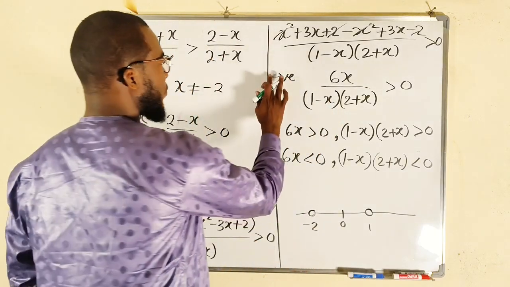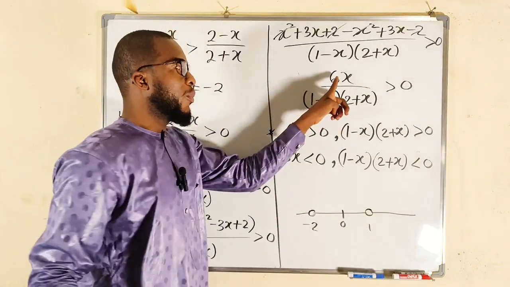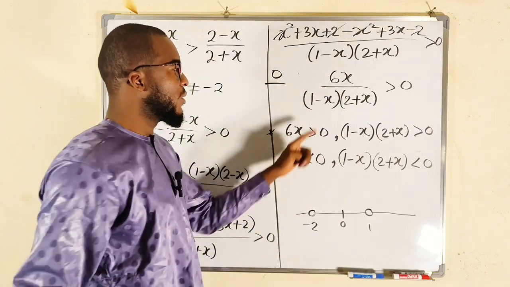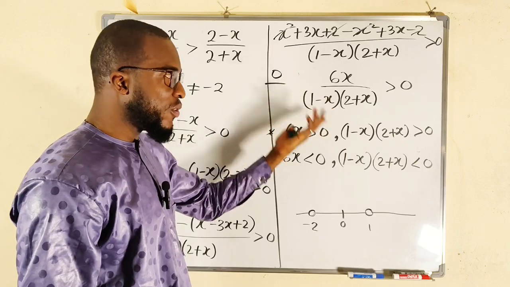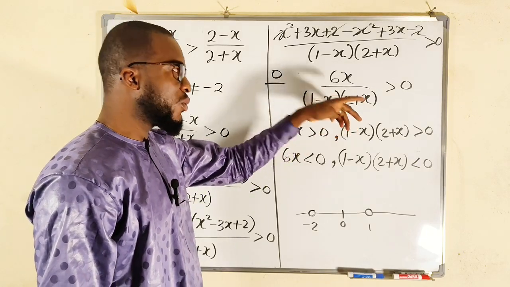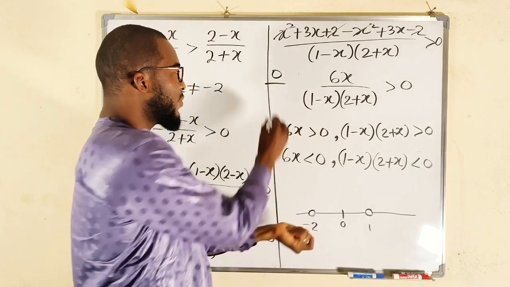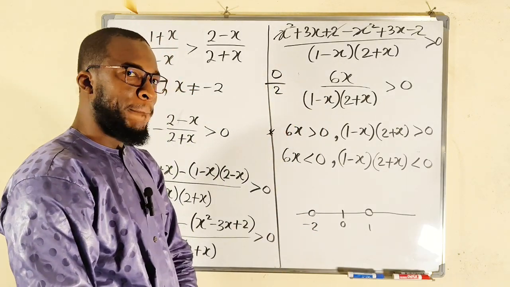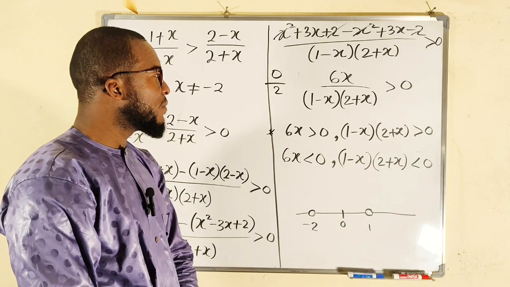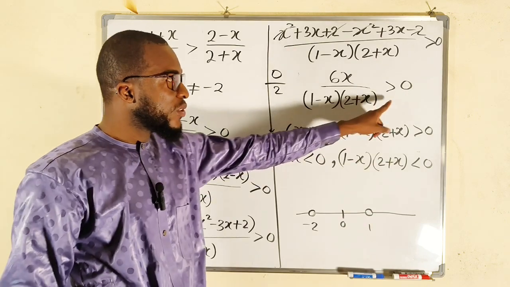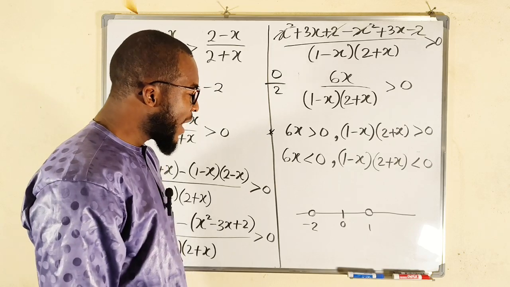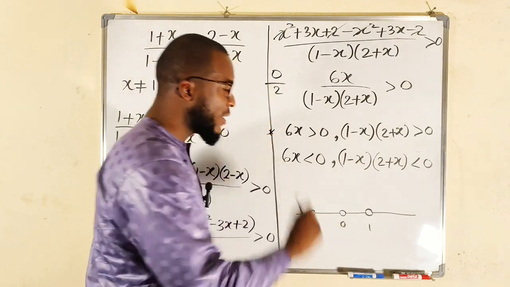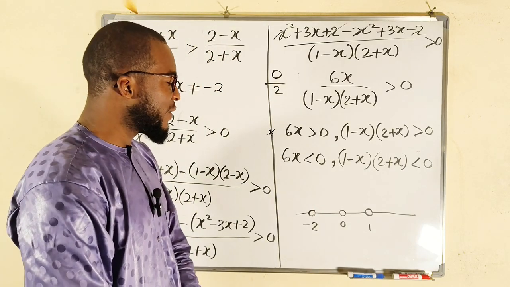So what about 0? Plug in 0 here, you have 6 times 0. To the top you have 0. To the bottom you have 1 minus 0 is 1, 2 plus 0 is 2, 1 times 2 is 2. So you can see we have 0 divided by 2, and 0 divided by 2 is still 0. And 0 is not greater than 0. Likewise, this value right here will not satisfy it. 0 will not satisfy this inequality.